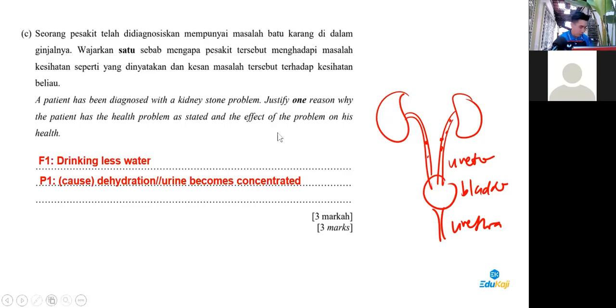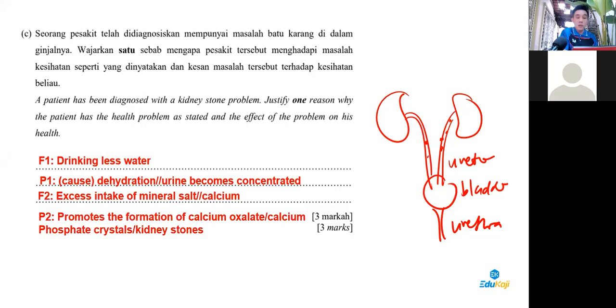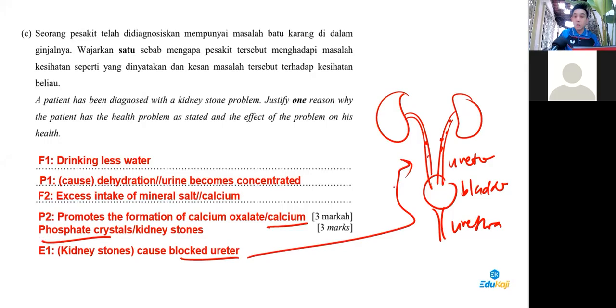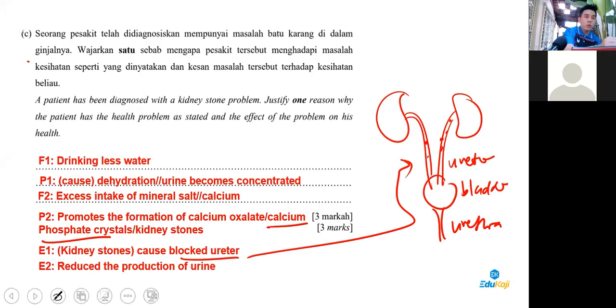Okay, so drinking less water is one of the causes, and it causes dehydration. Guys, there'll be excess calcium or mineral salt. This is the one I was talking about, calcium phosphate. It can block the ureter and reduce urine production. Okay. Guys, draw 2 stars for this question.